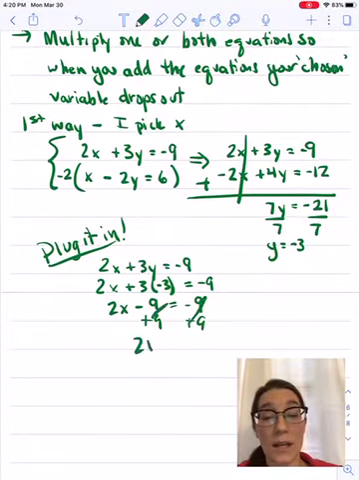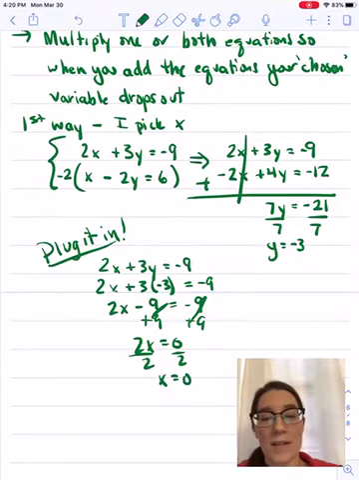Don't forget to write your final answer as an ordered pair because it is a point of intersection. So our answer is (0, -3).